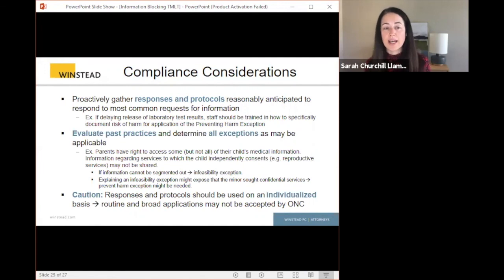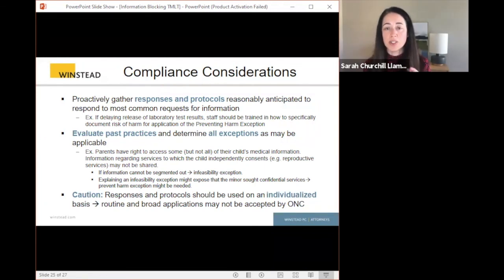I think it's a good idea to proactively gather some of your responses and protocols that you would use or anticipate using for some of the most common requests for information. A lot of that is going to be the preventing harm exception. That is going to be a big one that people use, and the infeasibility exception. I think going through these exceptions, understanding how you would use them under what circumstances, and understanding some of the protocols around each of those exceptions. And coming up with some of your past practices to see what your new practices should be for each of the exceptions.